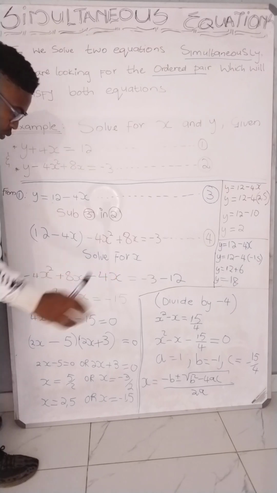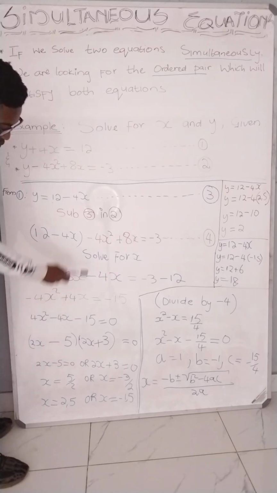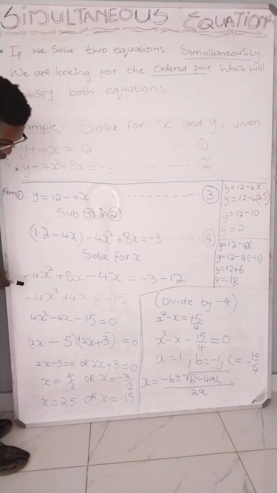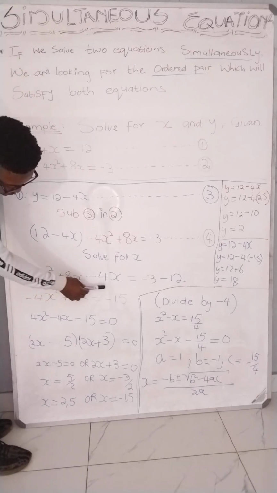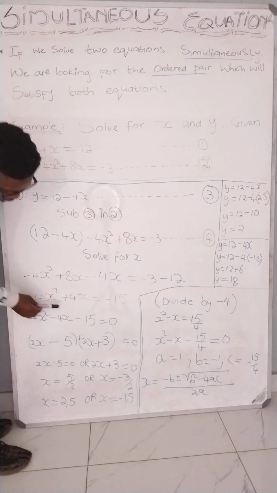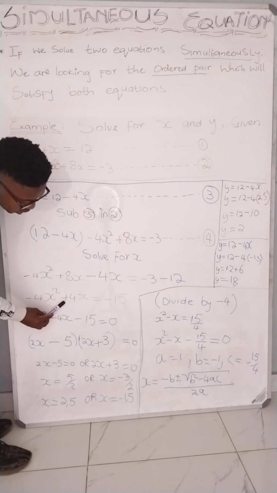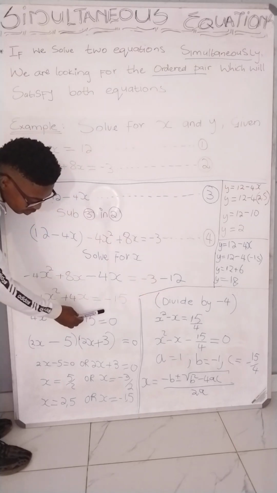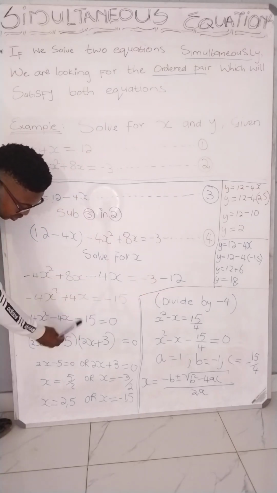Okay, so let's come back. When you go to the stage, you are now combining the friends, minus 4 and positive 8, and then you get positive 4x, and then 12 minus 3 minus 12, negative 15 there. You brought it this side now.